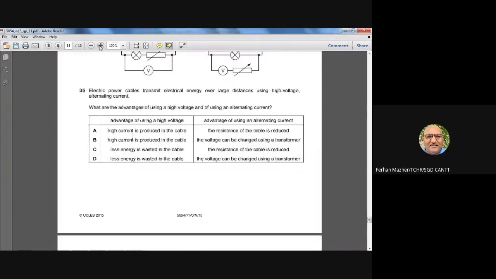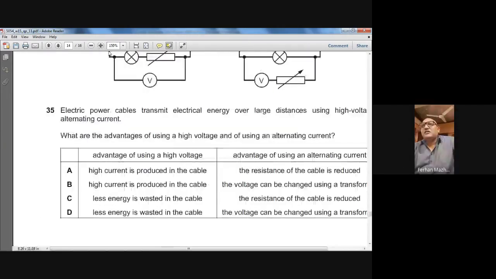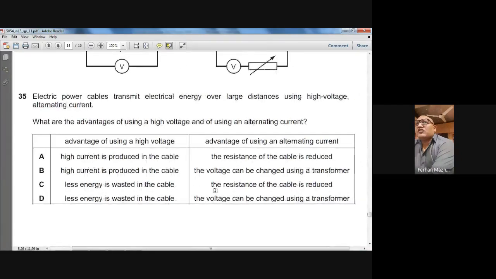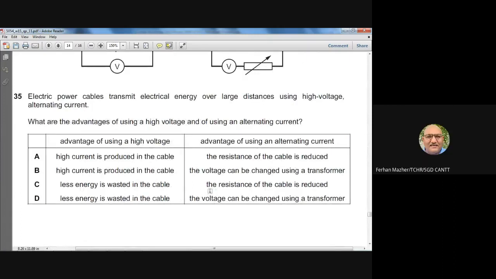On your screen now we have question number 35. An electric power cable transmits electric energy over large distances using high voltage alternating current. What are the advantages of using a high voltage and of using an alternating current? It's a famous question. Sometimes this question comes in the theory paper. It has come many times in the theory paper, and you have to write this answer.